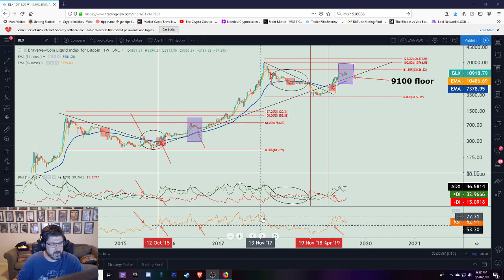Down here, the orange line is the RSI, and this dotted line is just the breakdown that I have. Anytime the RSI is above this dotted line, it's in the bullish zone. Anytime it's below it, it's the bearish zone. So this line itself is a support and resistance level on the indicator.